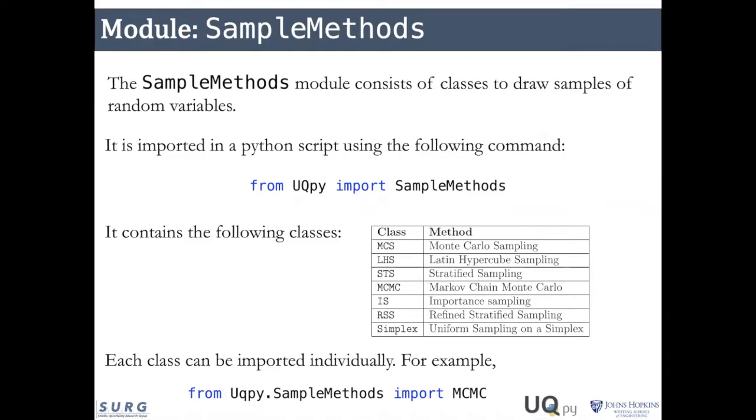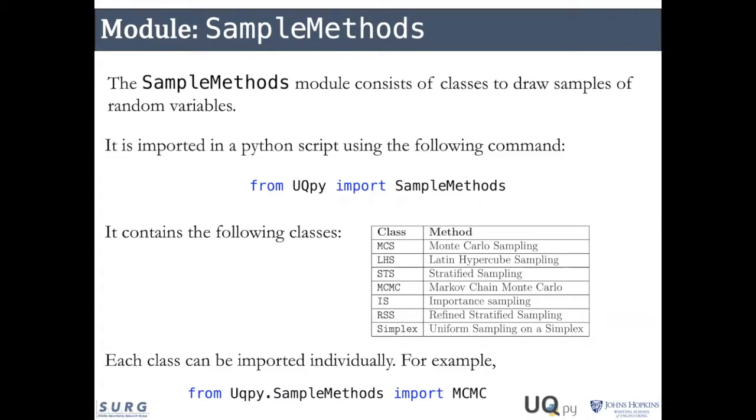Available methods at this point are the Monte Carlo simulation method, we have the Latin hypercube sampling method, we have stratified sampling, we have MCMC, which stands for Markov chain Monte Carlo method. We also have importance sampling, refined stratified sampling, as well as a simplex sampling method, which basically is a method that allows you to sample within a simplex in a parameter space.